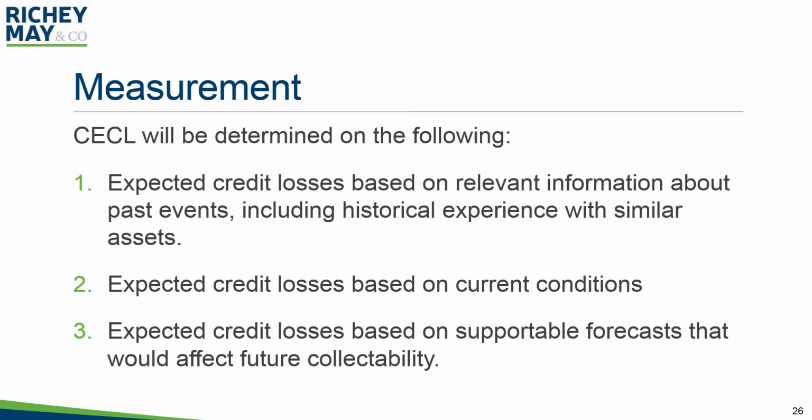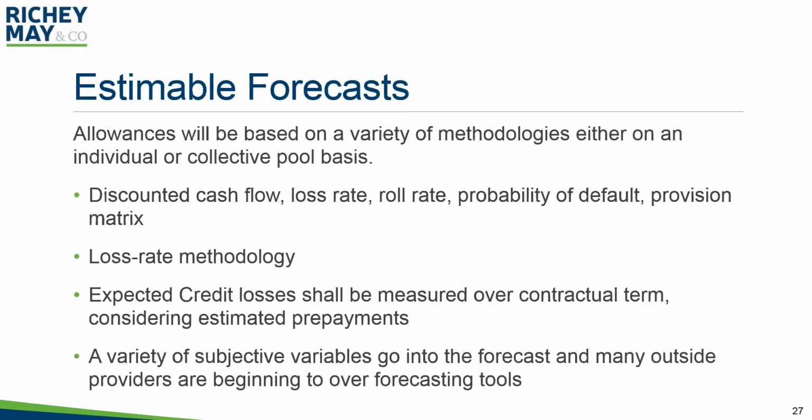So the measurement of CECL, expected credit losses are based on relevant information about past events, and that's very similar to how we're looking at loan losses now, including historical experience with similar assets. Expected credit losses are based on current conditions, but three is the thing that is changing the most. It's expected credit losses based on supportable forecasts that would affect future collectability. So those forecasts, there's a bit of subjectivity that goes into them because there's a lot of data and predicting what's going to happen in the future.